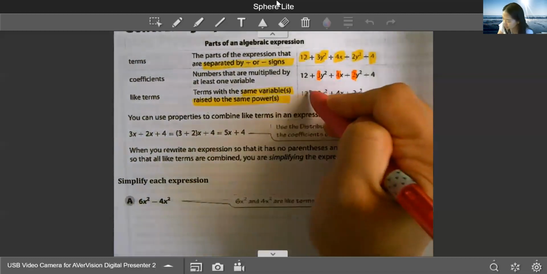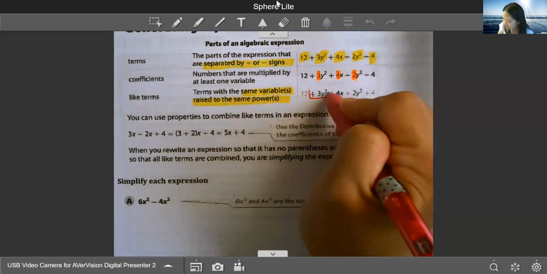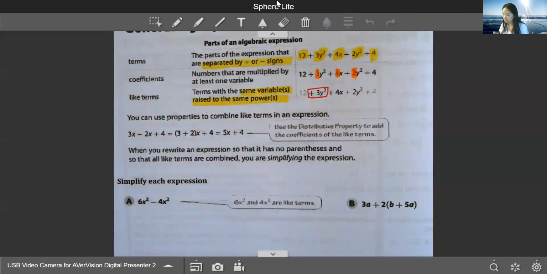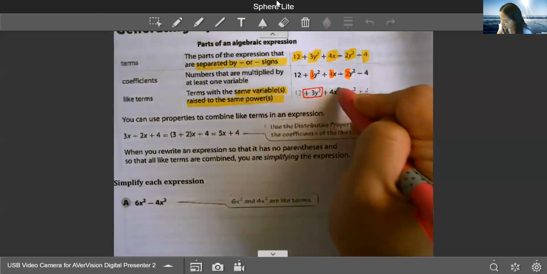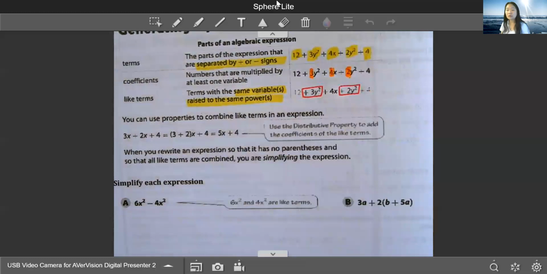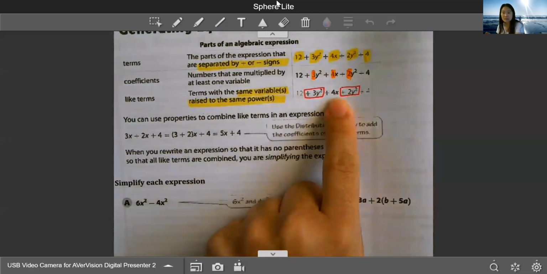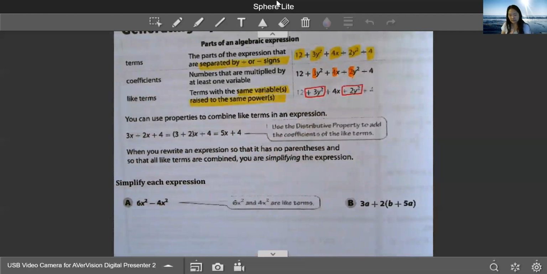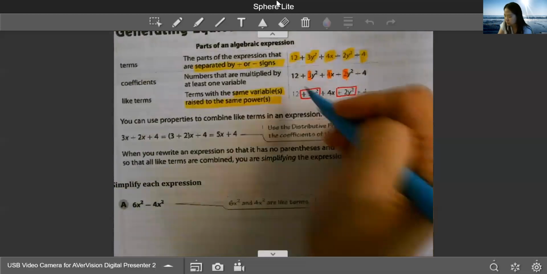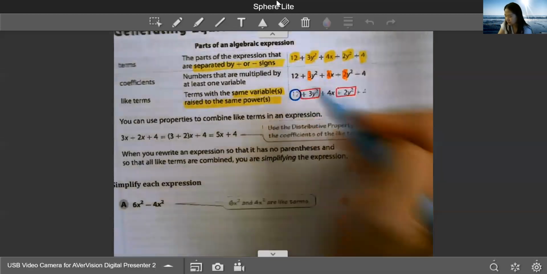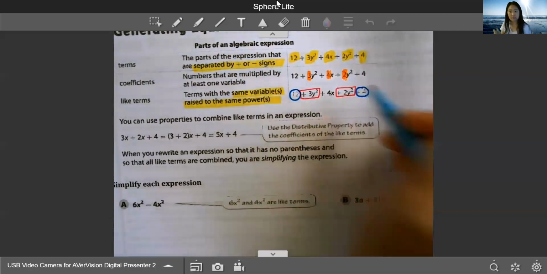Okay. So plus 3y to the second power, and this one, plus 2y to the second power, are like terms because both of those are y to the second power. Now, this one doesn't have any like terms. It's by itself. But there's actually another set of like terms, and those are constants. Constants are like terms. Just the numbers themselves, those are like terms too. So I have 12, and then plus 4.